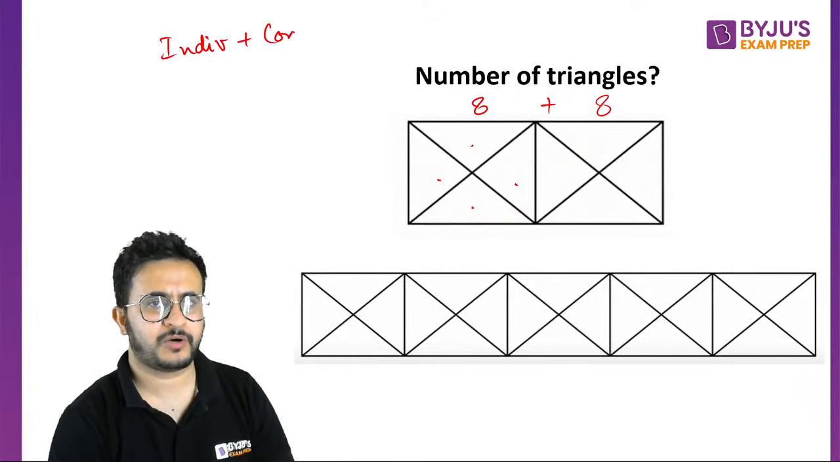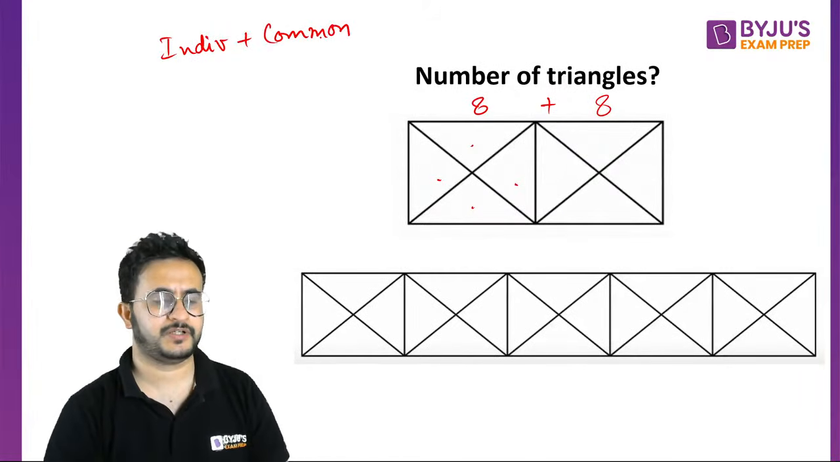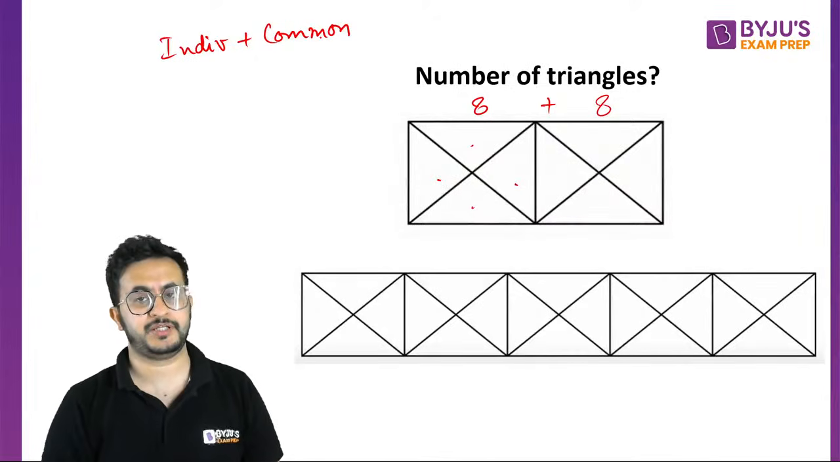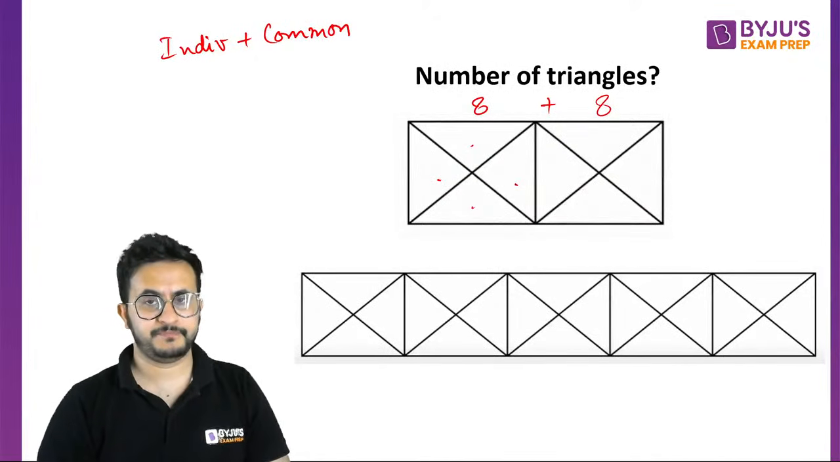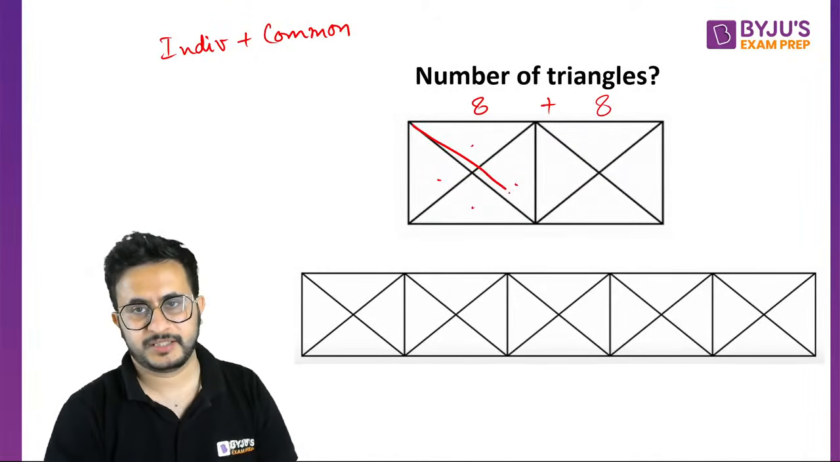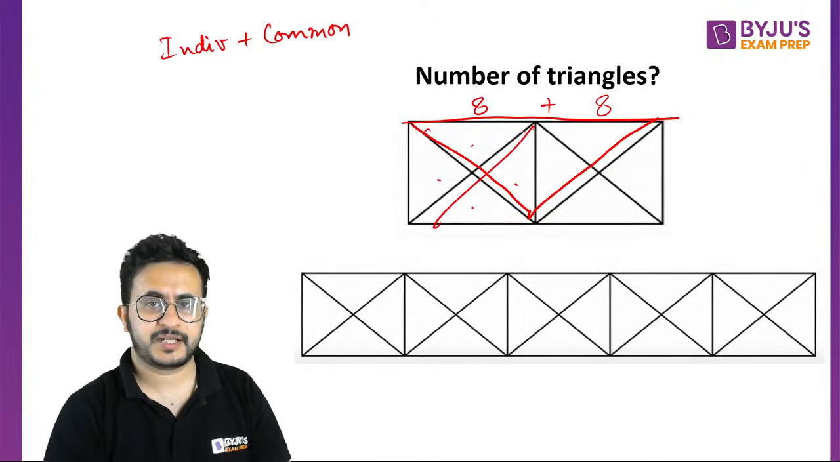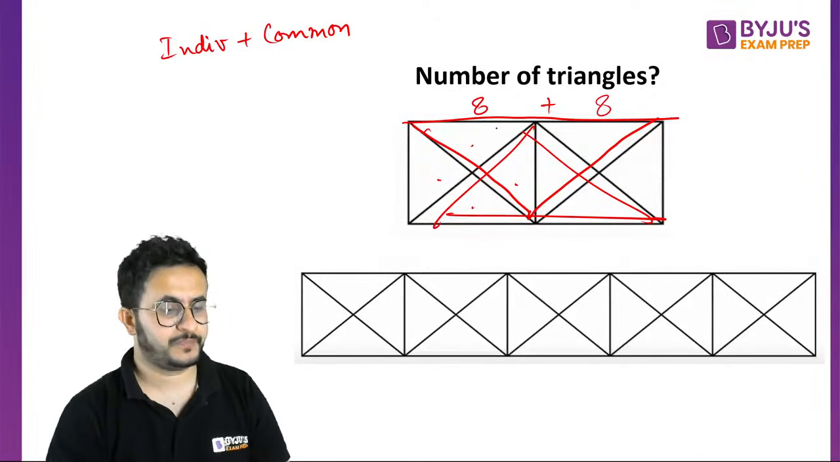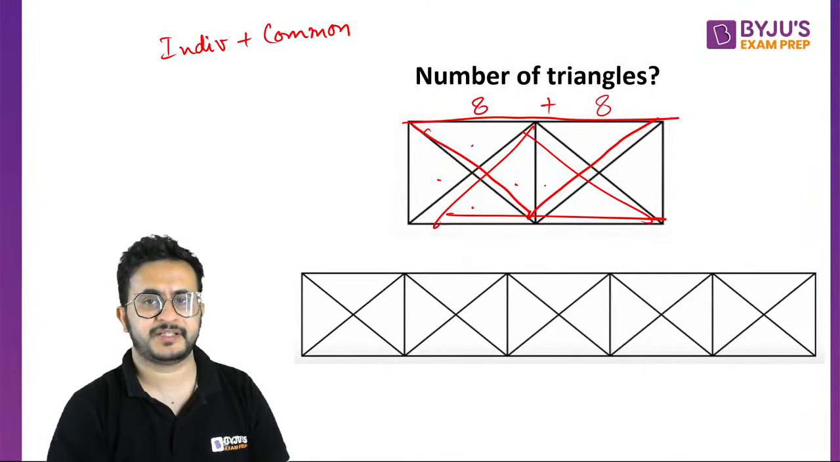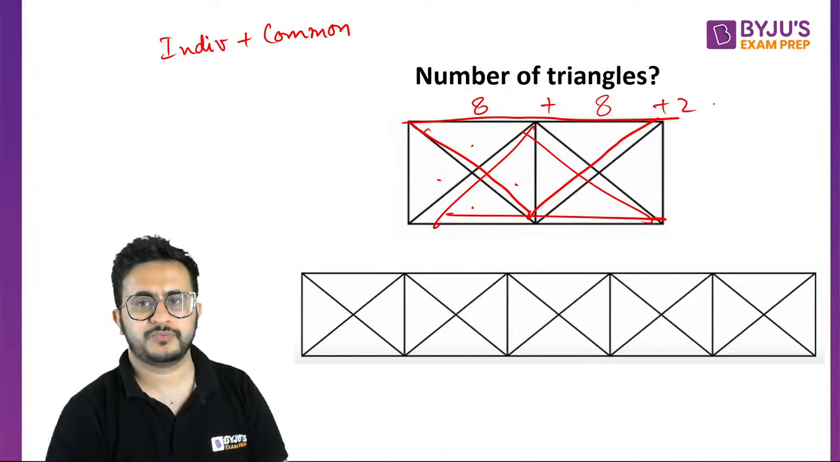Then we find the common triangles, which do not exist in them individually but only when we combine them. So if you see this, there is one triangle like this, which is not present individually, but when you combine these two, we get this triangle. Similarly, there is a triangle at the bottom as well. So 8 plus 2 plus 8 is 18 triangles.